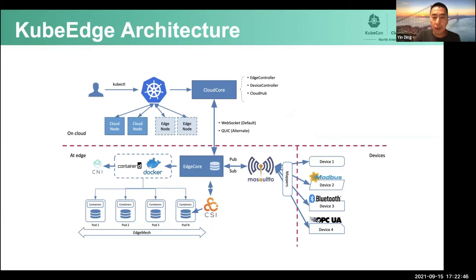Now I give the control to Kevin to talk about the KubeEdge architecture. All right. KubeEdge resolves the challenges we observed in the last slides. We are actually choosing the remote node architecture.